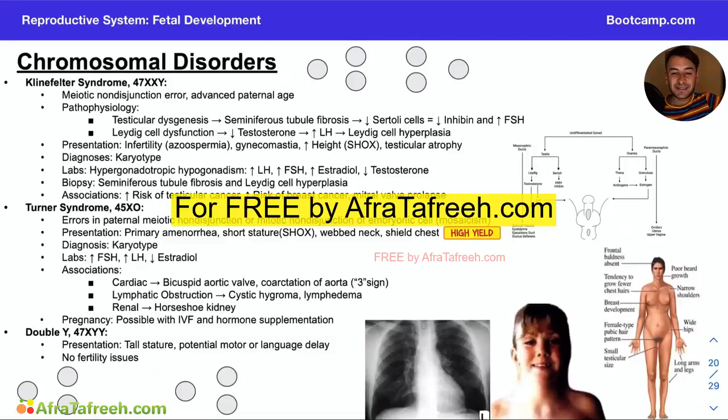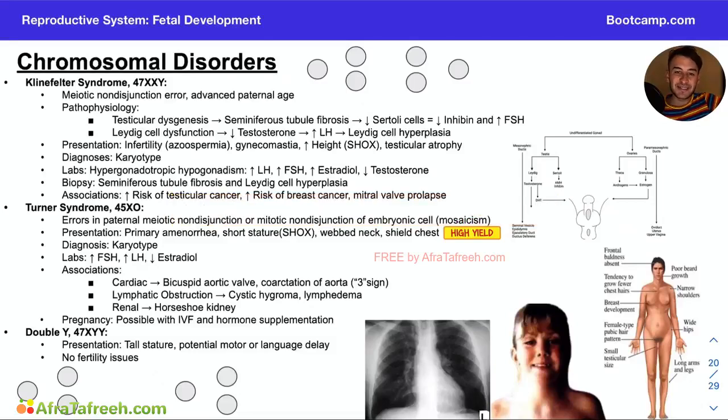Alright guys, let's get busy talking about chromosomal disorders, specifically disorders of the sex chromosomes. We're going to be largely talking about Klinefelter syndrome and Turner syndrome. I want to give you guys an overview of how we're going to approach this topic.